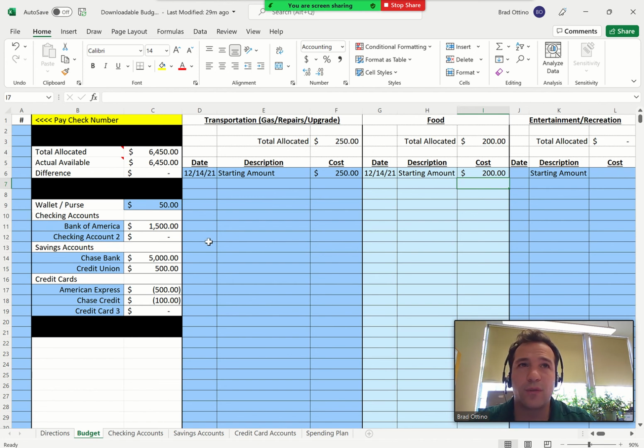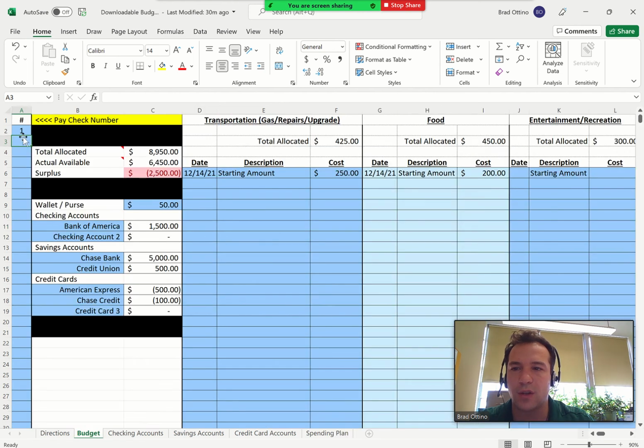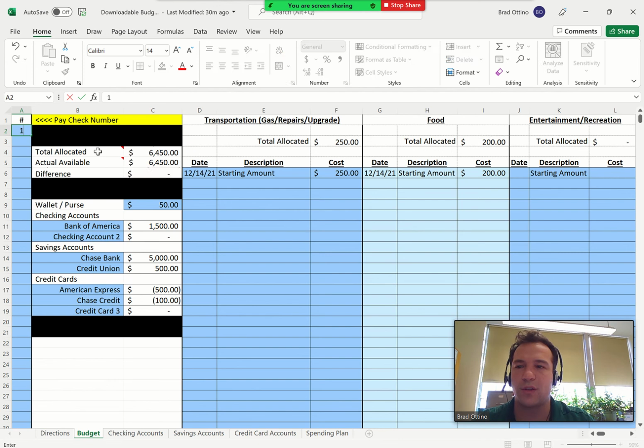One thing that we'll do is every paycheck that we get, if we go over here to paycheck number, for our first paycheck, I'm going to type number 1 and hit enter. Just keep an eye on each of these fields. You can see that they all increased by the same amount that we said that they would in our spending plan. So transportation went up $175, food went up $250, and so on. You could see food is $200, but after one paycheck, it goes to $450.